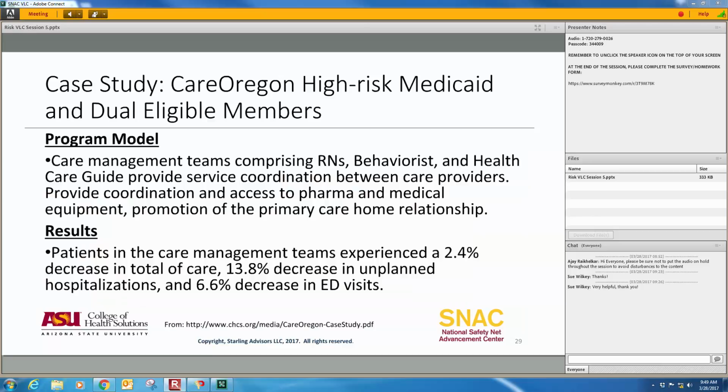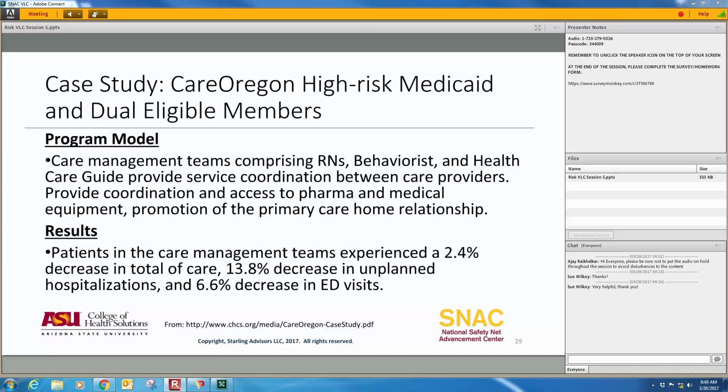So here's an example out of the safety net that we think is a good one. Some of you may be aware of the work that's come out of Oregon in terms of the approaches they've taken in coordinating with payers and safety net providers. In this case, CareOregon has a high-risk Medicaid and dual eligible pilot project where they're putting together care management teams comprised of RNs, behaviorists, and what they call healthcare guides, which are essentially their care navigators, to provide service coordination among the various provider settings.